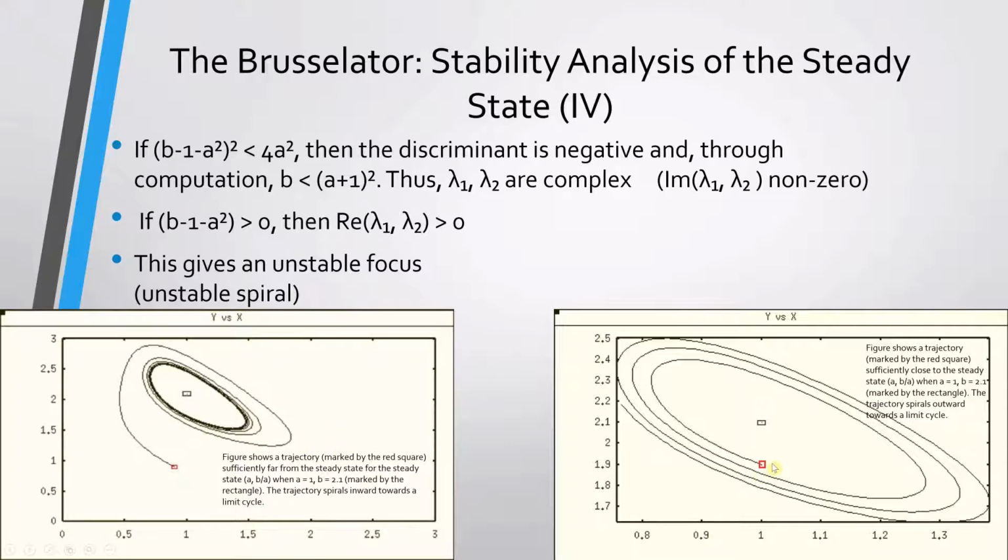On the diagram on the right, the trajectory starts close enough to the steady state so that it spirals away from the steady state and towards an orbit around it. This behavior is known as an attractor and is called a limit cycle. This is where we start discussing the periodic orbits of the Brusselator.